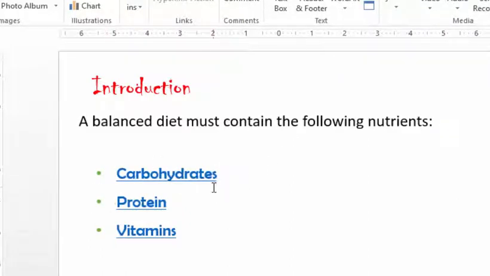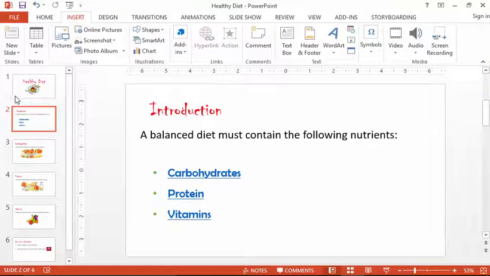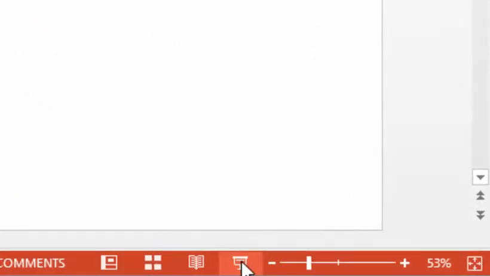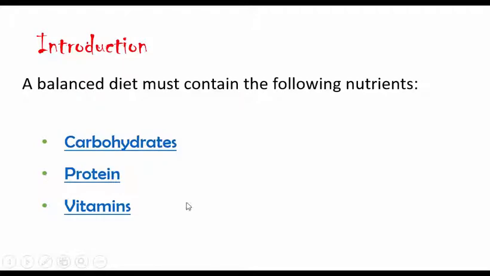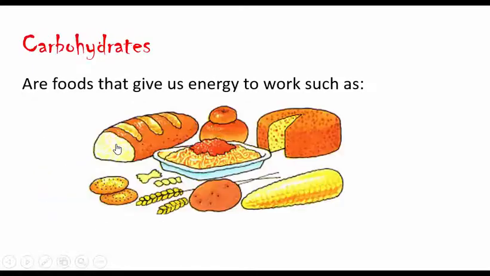So I have already linked my content, so that when I click any of these links, they take me to respective folders. To test if it is working, you will just go to the slideshow view. You just come to this icon and click it. Now when I point here, you can see a hand with a pointing finger appears on top of the text to show me this is hyperlinked. So I can click carbohydrates, then it takes me to carbohydrates.